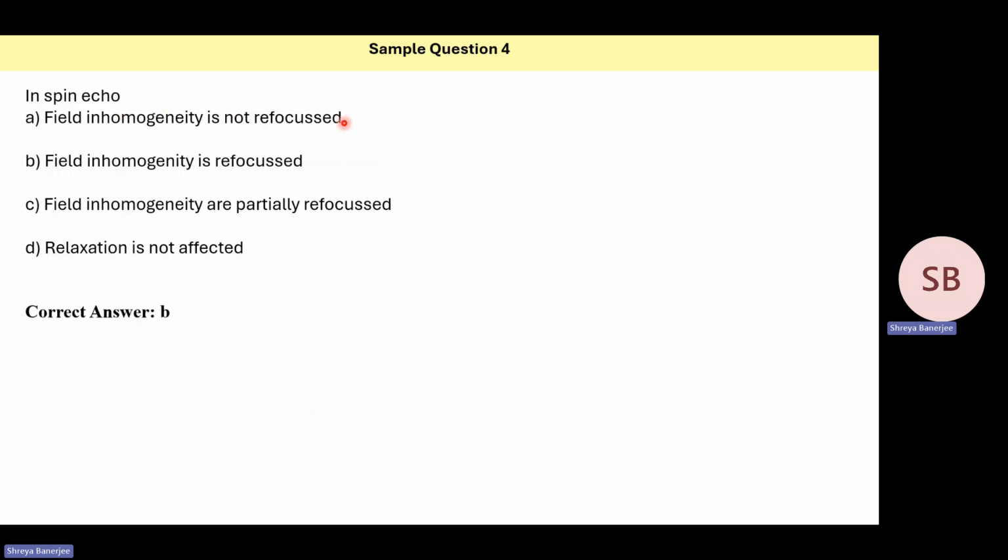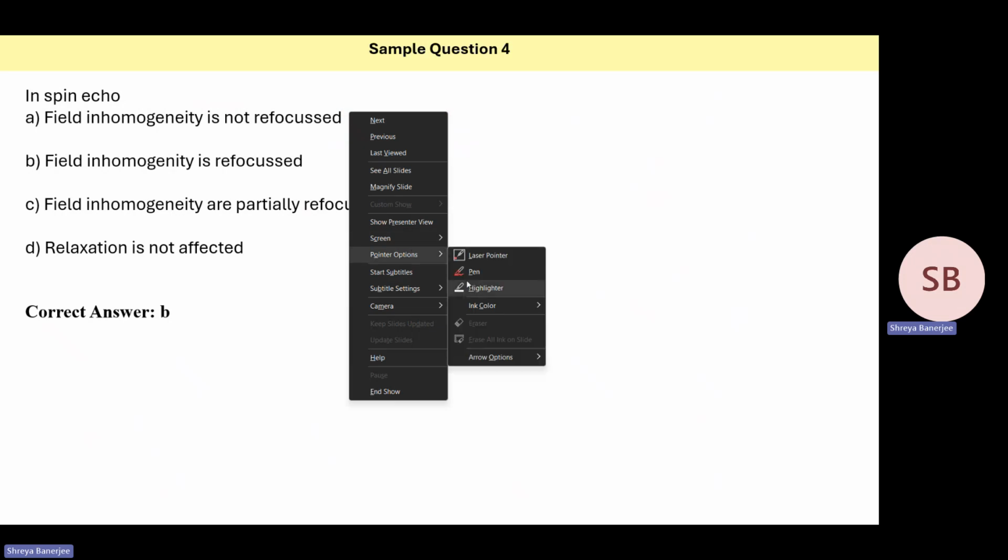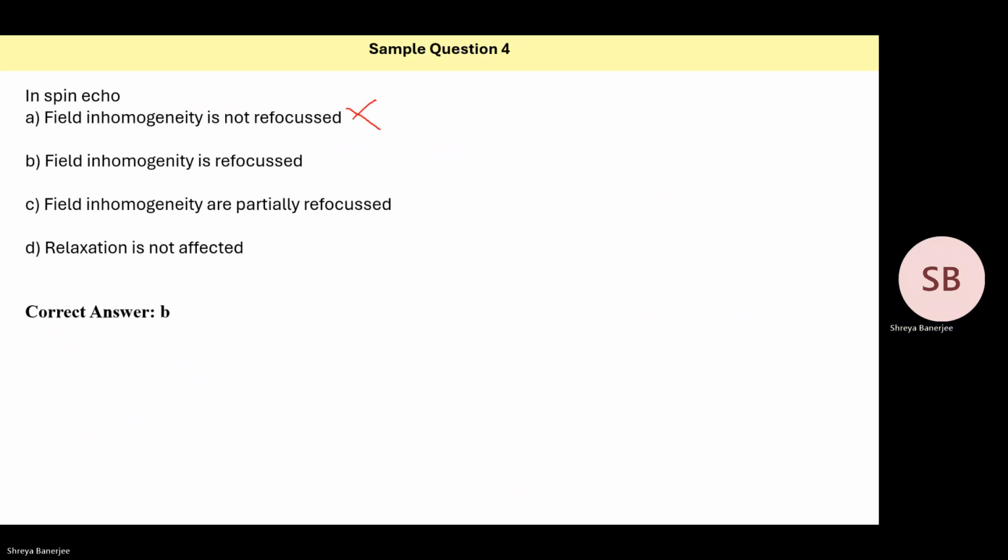So "field inhomogeneity is not refocused" is wrong. "Field inhomogeneity is refocused" is correct. What about "it's partially refocused"? It's not partially refocused, it's fully refocused. So that is wrong. What about option D?